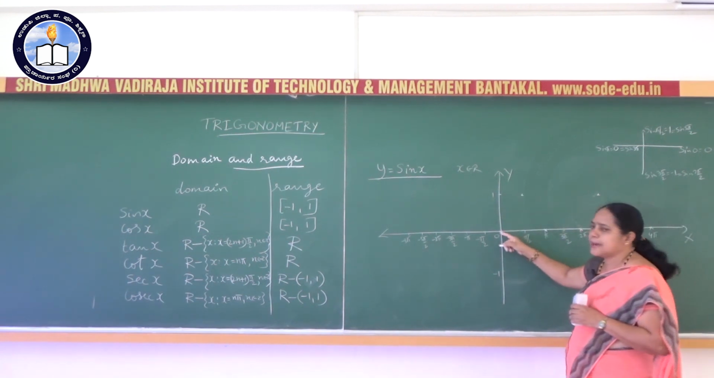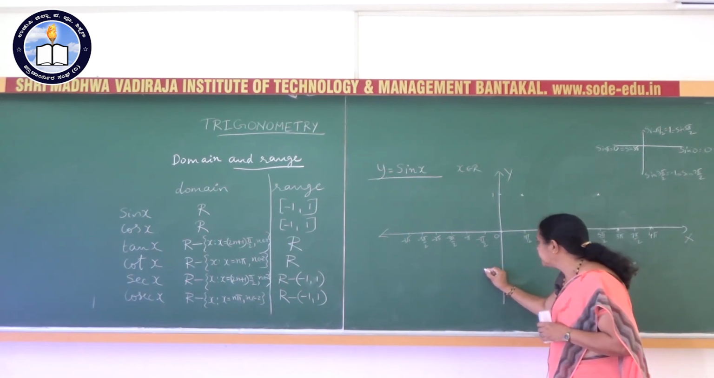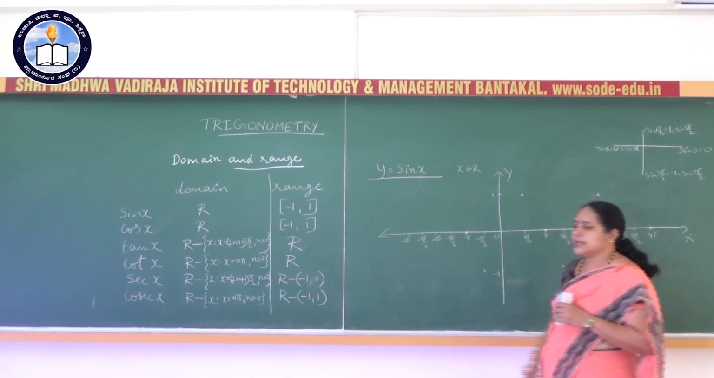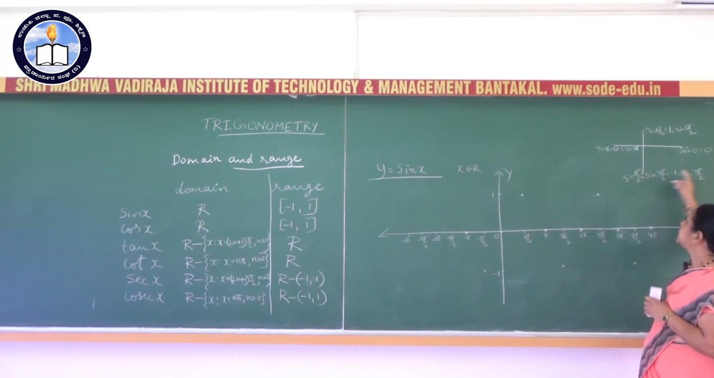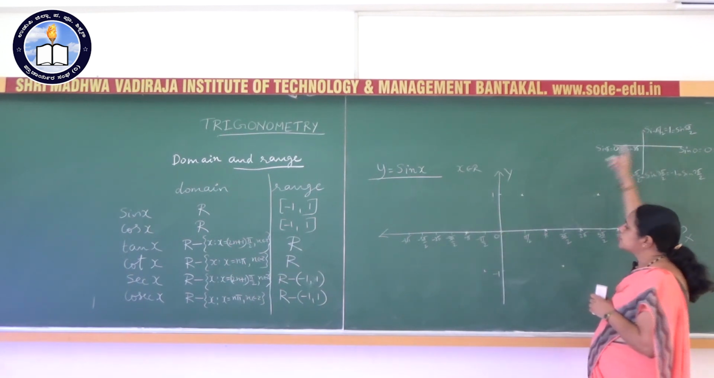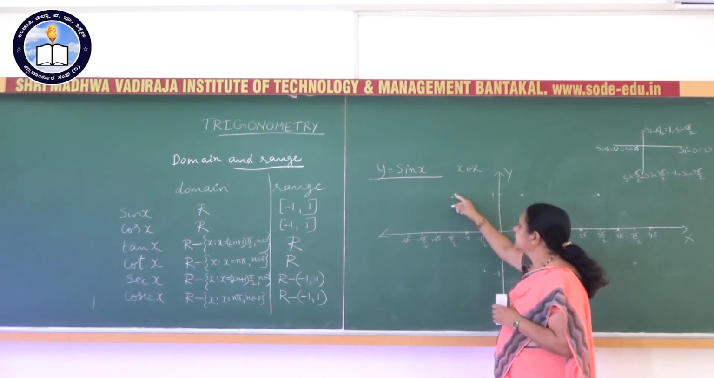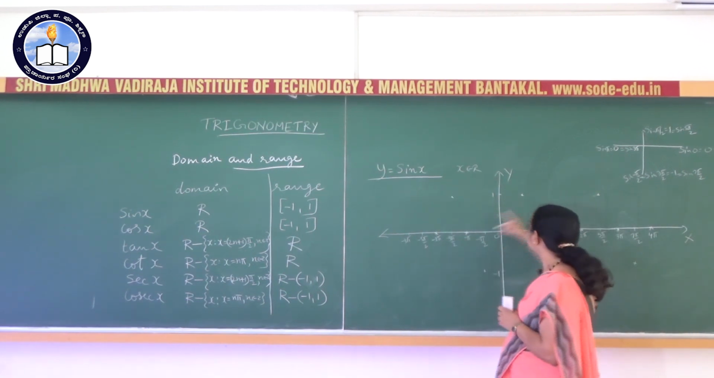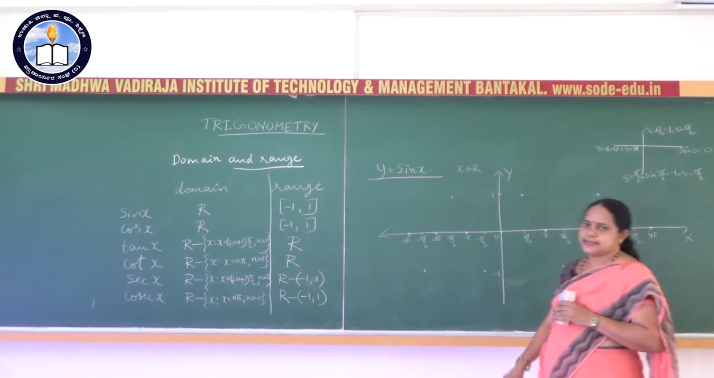Again, sin minus 90. What is sin minus 90? It is equal to minus 1. Sin minus 180 is 0. Sin minus 270 is equal to 1. Sin minus 2 pi is the same as sin 0, 0. Sin minus 5 pi by 2 is the same as minus 1, sin minus 3 pi is 0.